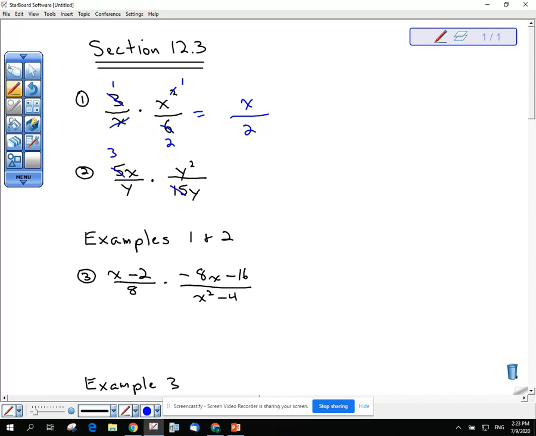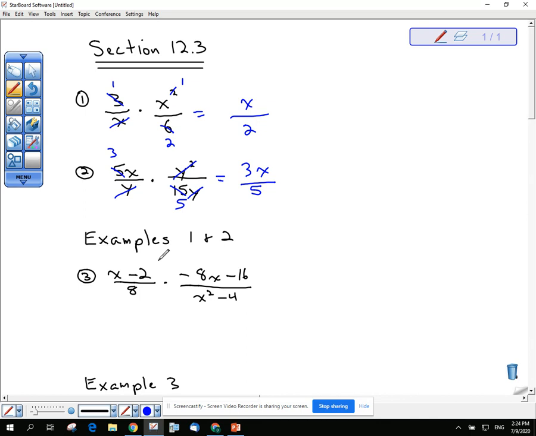5/15 would reduce to 3/5. Interesting here, y squared would reduce with this y to become y to the first. It would also reduce with this y. So really the y's cancel each other out. What do we have left? You have 3x in the numerator. This is 1, so it's like 3 times x times 1, that's 3x. In the denominator, you would have just 5. This is 3x over 5, or you could say 3/5 x also.